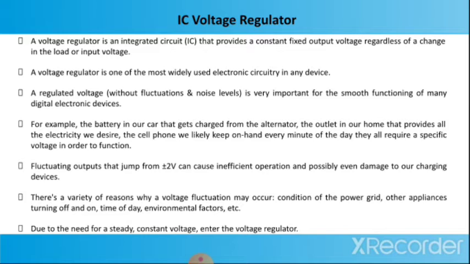Fluctuating outputs that jump by plus or minus 2 volts can cause inefficient operation and possibly even damage to our charging devices. There is a variety of reasons why a voltage fluctuation may occur: condition of the power grid, other appliances turning off and on, time of day, environmental factors, etc. Due to the need for a steady constant voltage, enter the voltage regulator.